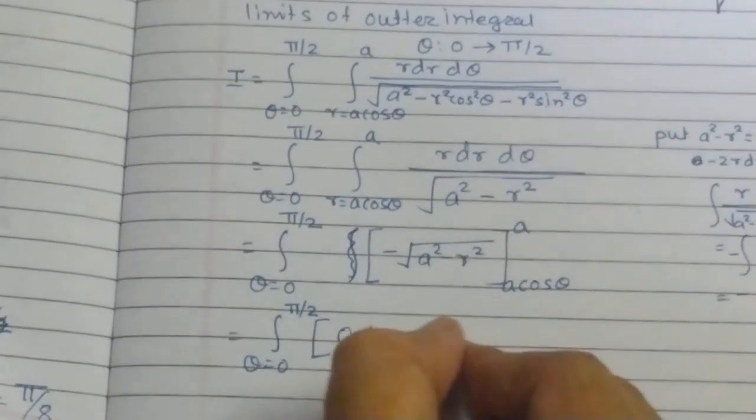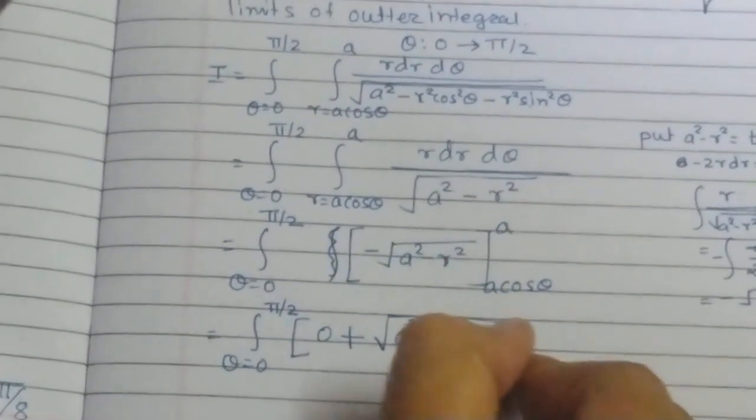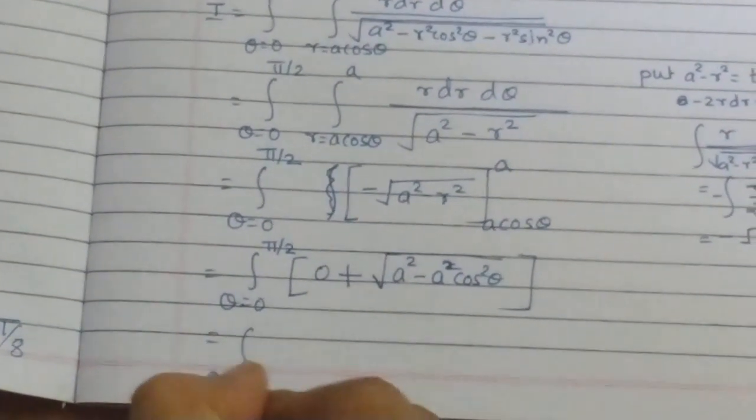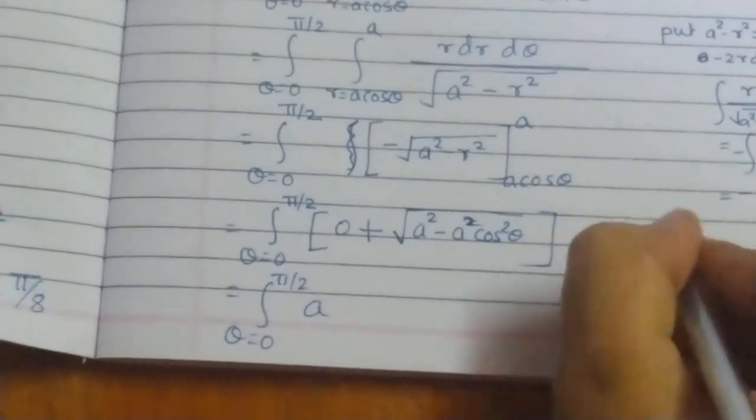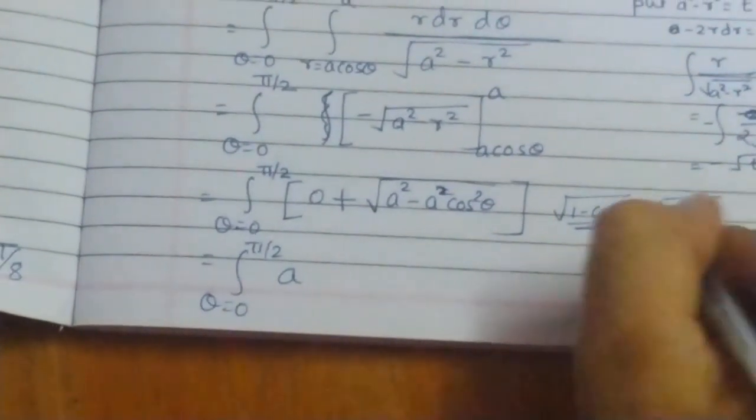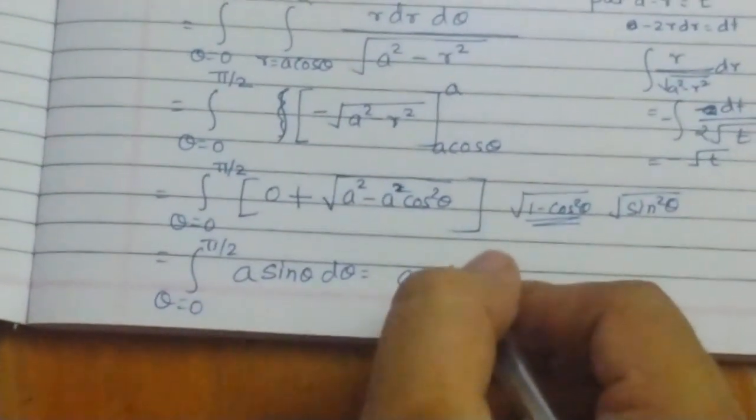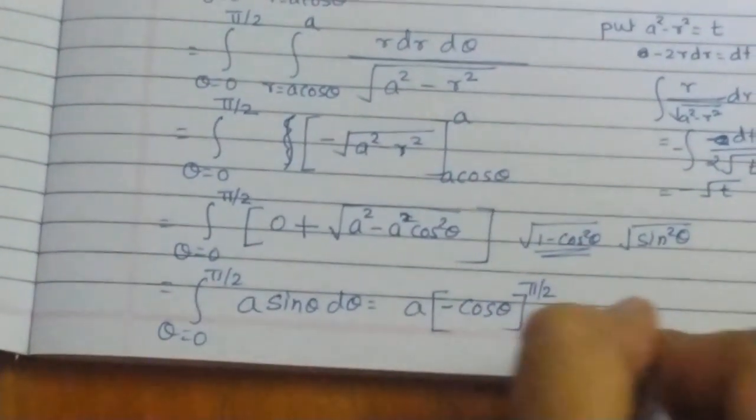When we substitute a cos theta in this, we have square root of a square minus a square cos square theta. One can take a square common outside of the square root, which gives us a, and inside the square root we get 1 minus cos square theta. What is 1 minus cos square theta? It is sin square theta. And what is the square root of sin square theta? It is sin theta. Now what is the integration of sin theta? Yes, correct. It is minus cos theta, limit from 0 to pi by 2.